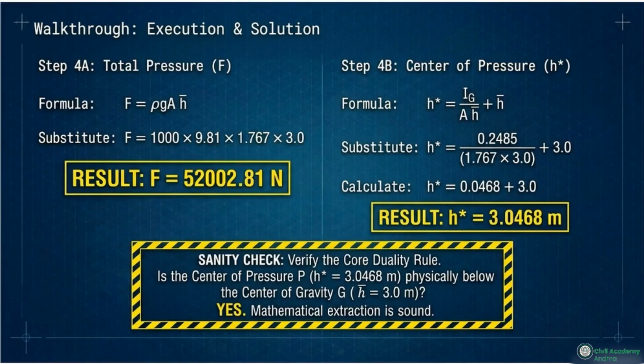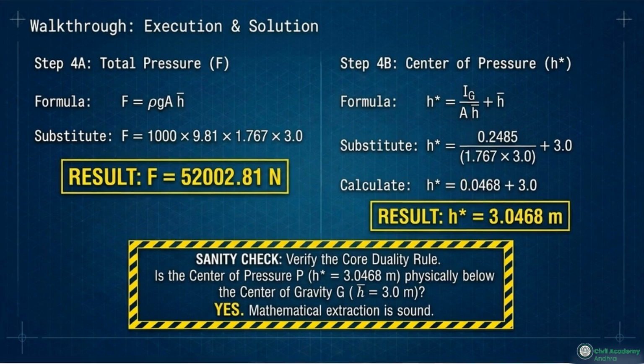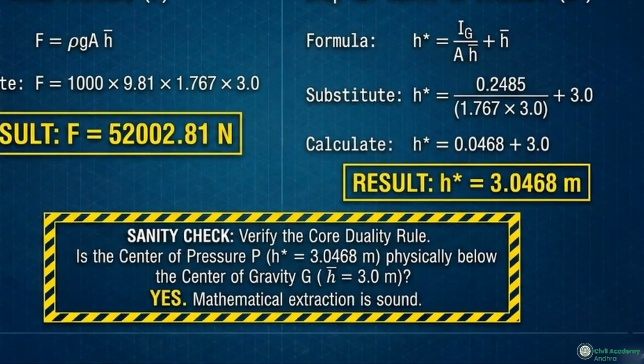The total pressure is 52,002.81 newtons. The center of pressure evaluates to 3.0468 meters. We apply our sanity check here. Our result of 3.0468 meters is physically deeper than the 3-meter center of gravity, confirming the calculation is sound.